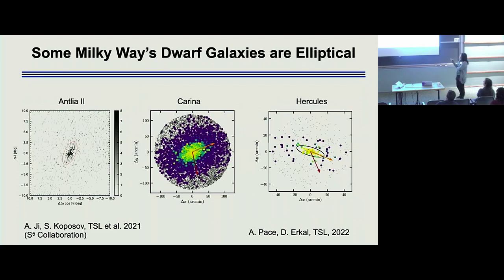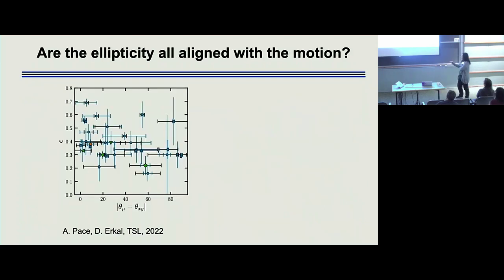Carina is another example. Here, this is again taken from Andrew's paper that we did 2 years ago. The orange arrow shows the motion of the galaxy, and the red shows the direction to the galactic center. Carina is elongated, and we find that the elongation morphology matches the motion, which is the orange here. Hercules is another one. It is elongated, and again, the elongation direction matches the motion. And we made this kind of plot where the x-axis is delta theta.